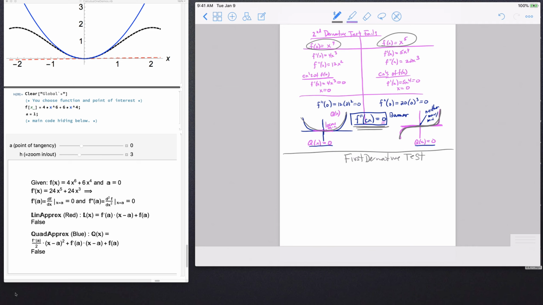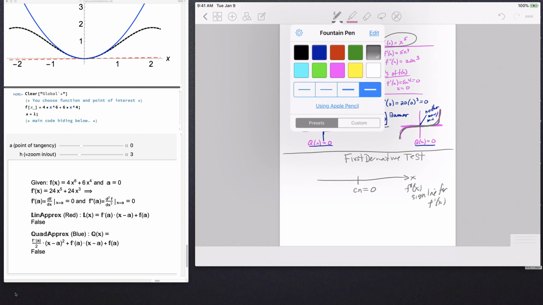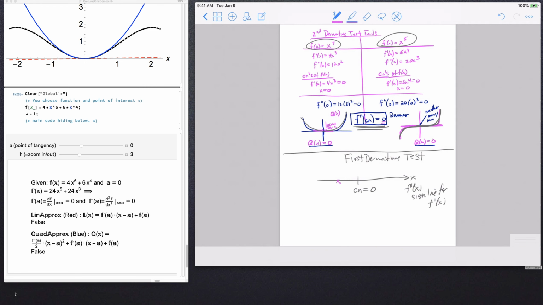So the first derivative test, the key to its use, is just remembering that we have at our disposal the ability to create a sign line for the first derivative. And on that sign line you put your critical numbers, which in this case is 0, and then you test your critical number, you test your first derivative on both sides.